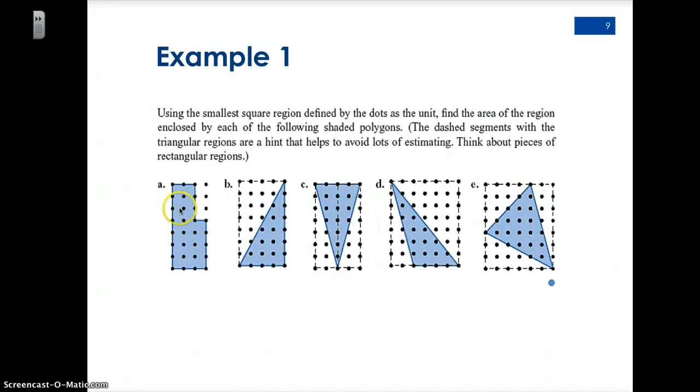How do you find the area of a shape? Well, these particular shapes, you could just put them into boxes, put them into squares, and count all the squares that are inside, each square being 1 unit, 1 square unit.